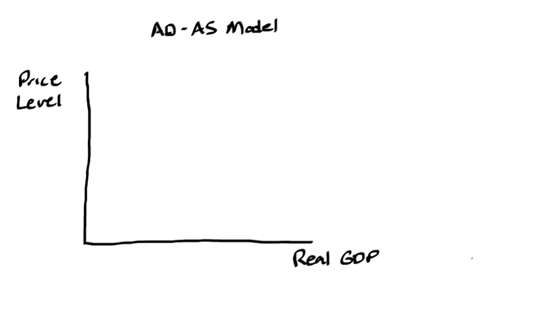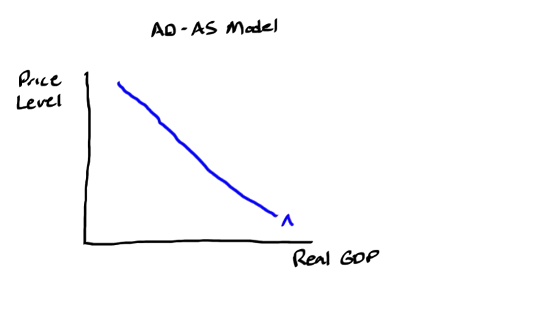Okay, now we can combine aggregate demand and aggregate supply, and we create the aggregate demand aggregate supply model. So this is a very powerful, simple little model that we can use to explain and understand almost any changes in any economy. So let's start out with our aggregate demand curve.